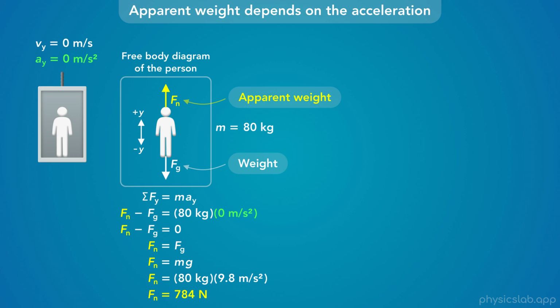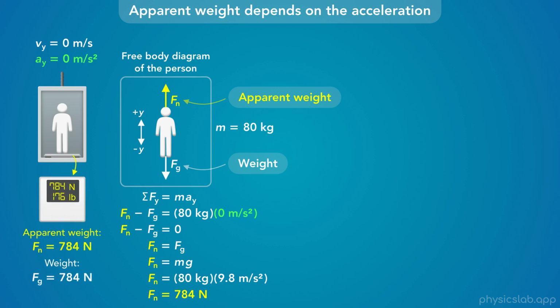and that is their apparent weight. If we have the person stand on a scale in the elevator, the scale would measure the apparent weight. But notice that in this case, the person's apparent weight is equal to their actual weight, and they would feel normal, like they're standing on the ground. That's because the person is not accelerating up or down, so the net force on the person must be 0. These are the only two vertical forces on the person, so they must be equal to each other.